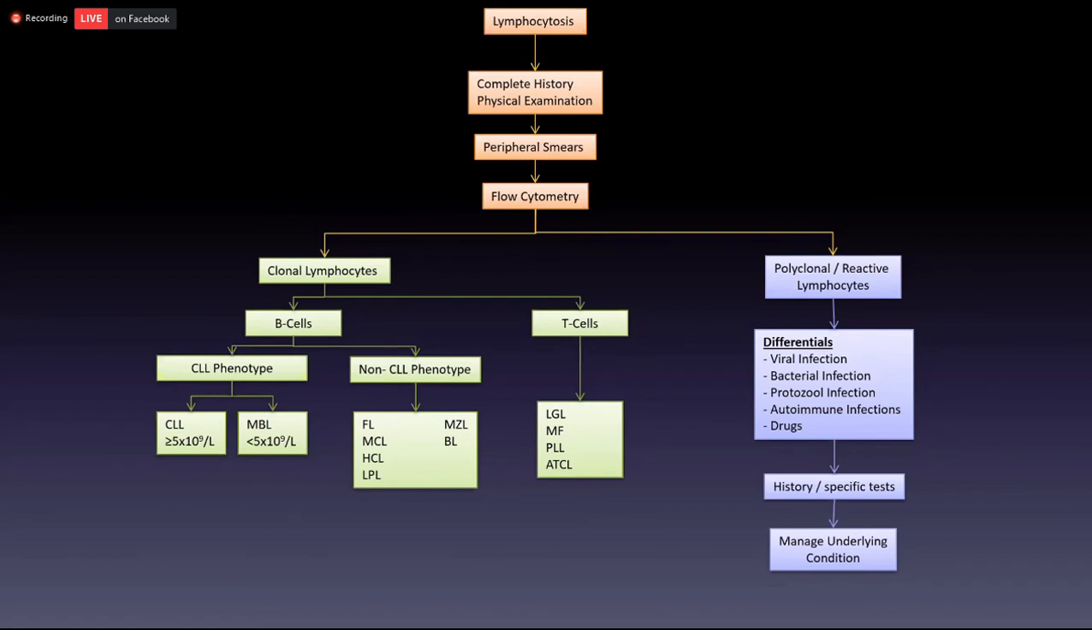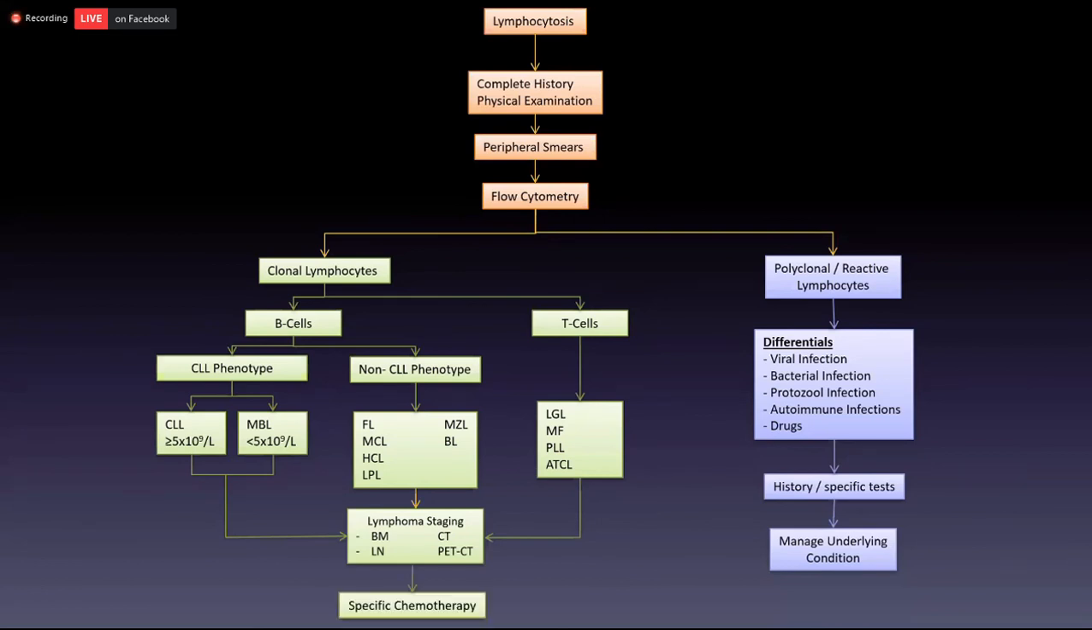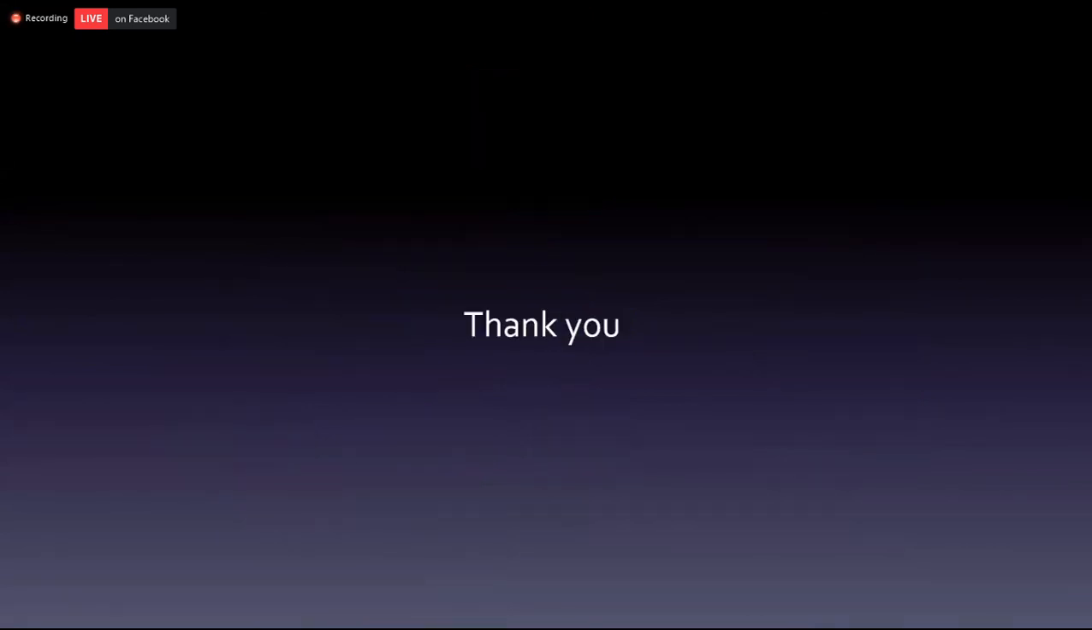marginal zone, Burkitt's, etc. So once you have diagnosed these lymphomas, the next logical step is basically the staging, where you may end up getting a bone marrow biopsy, CT or PET-CT, etc. And once the staging is accomplished, the patient is ready to receive specific chemotherapy. Thank you very much.